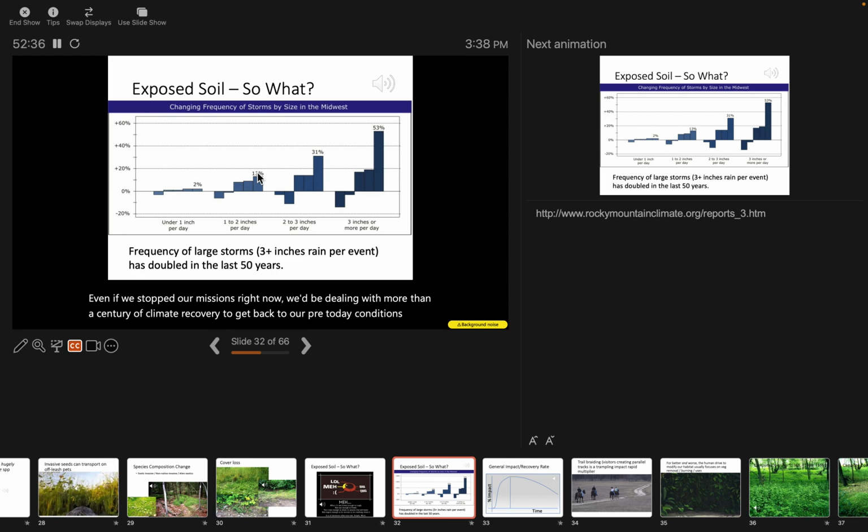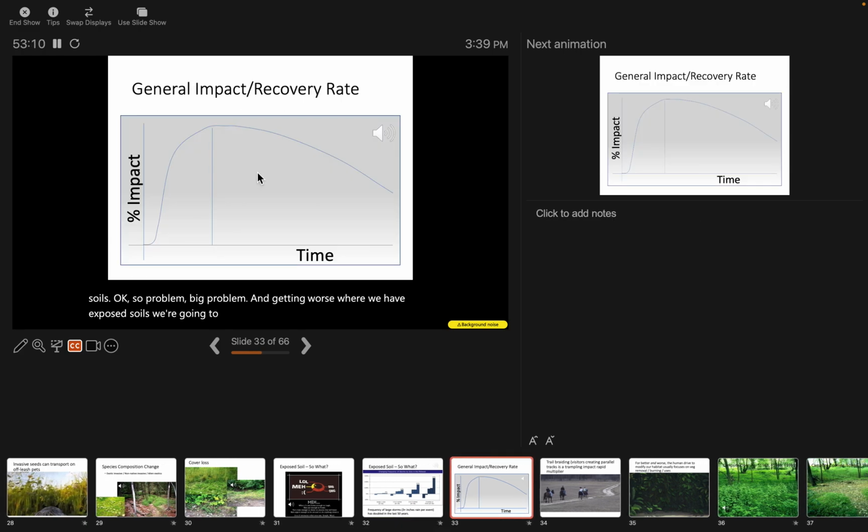Okay? We are on the worst case scenario business as usual trajectory with climate. More on that in the climate section. But all that to say, a big, like 3 inches plus per storm event increase, well, that's a big deal. It's a lot more of a big deal if you have exposed soil in an ecosystem which is not adapted to having lots of exposed soils. Okay? So, problem, big problem, and getting worse. Where we have exposed soils, we're going to look at all sorts of other impacts.